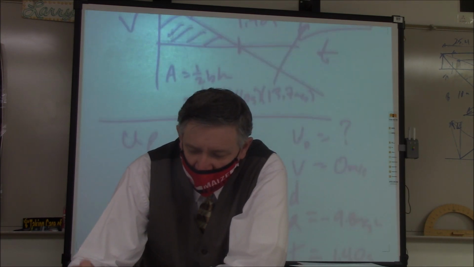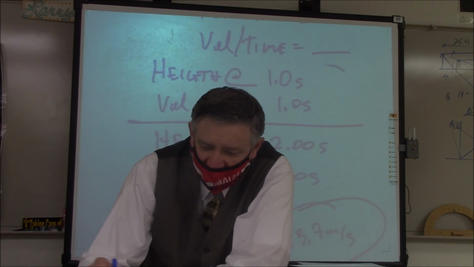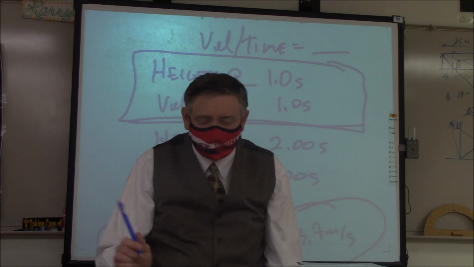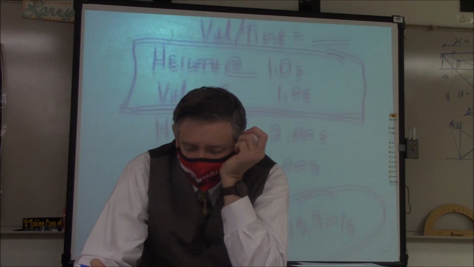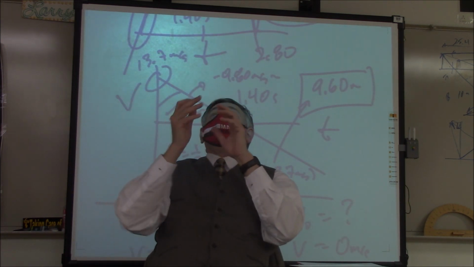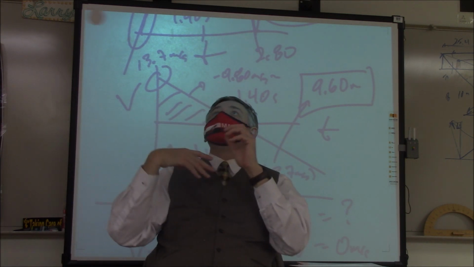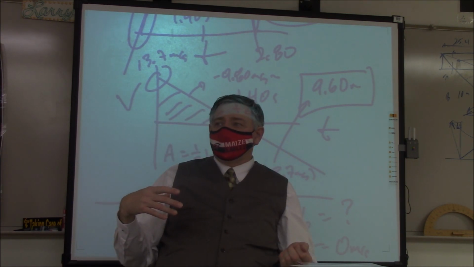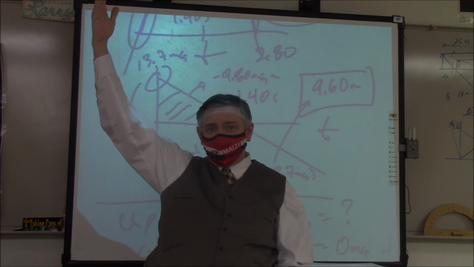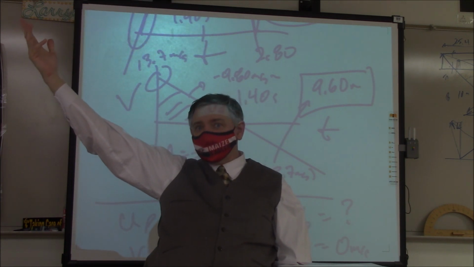Okay, so we have two calculations left. We need to find the height and the velocity at 1 second into the flight. So at 1 second into the flight, is the ball still on its way up or is it on its way down? How do you know? It's turning at 1.4. Yeah, it reaches its maximum height at 1.4. So at 1 second, it hasn't reached that point, so the ball is still on its way up.